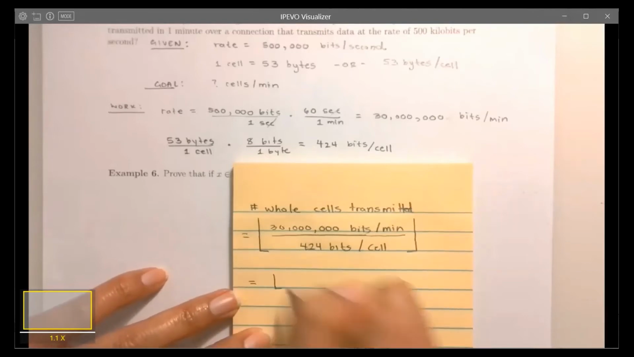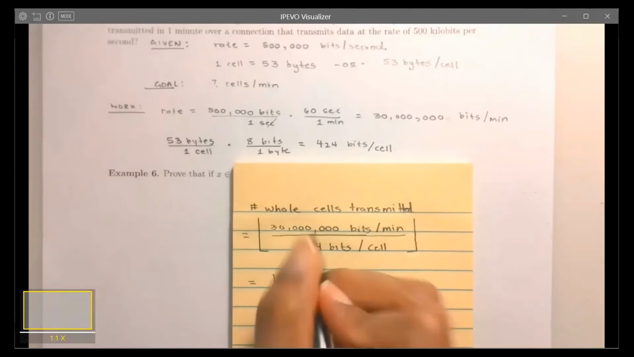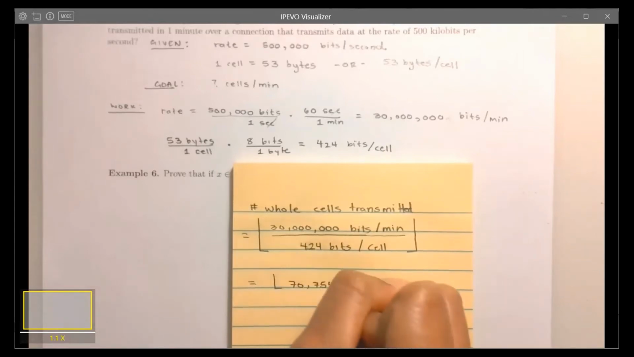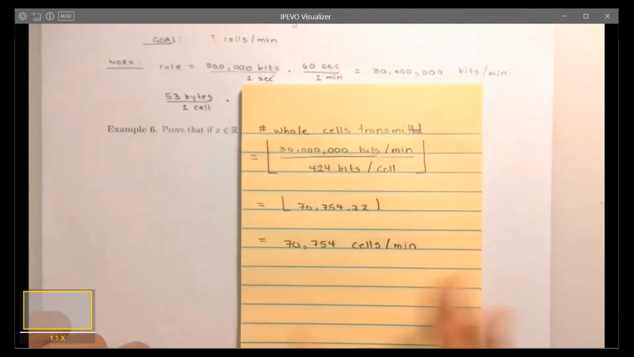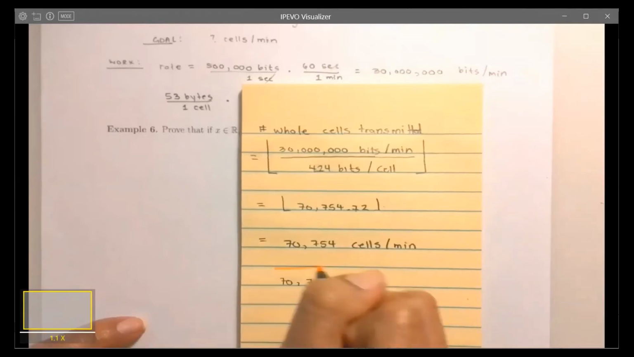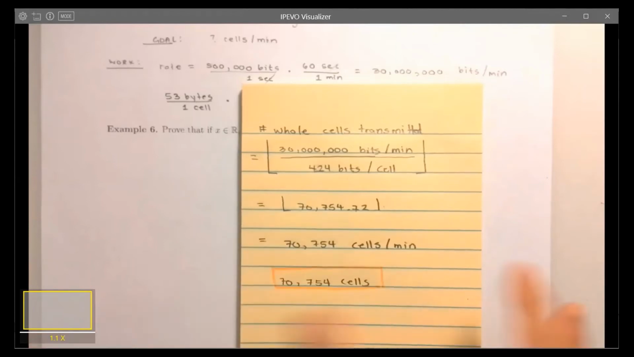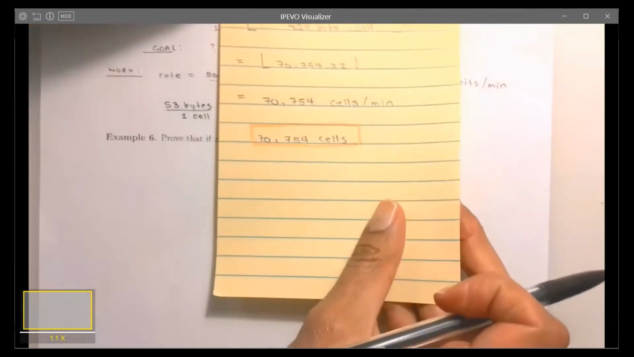If you punch it in your calculator, we have 30 million divided by 424, so that's going to be the floor of approximately 70,754.72. So it's just going to be 70,754 cells per minute, and that would be the rate. That means that in 1 minute, I'm going to have 70,754 cells. These problems are really just unit problems more than anything. The floor comes into play, and the ceiling comes into play, but I think the trickier part is just getting the units correct.